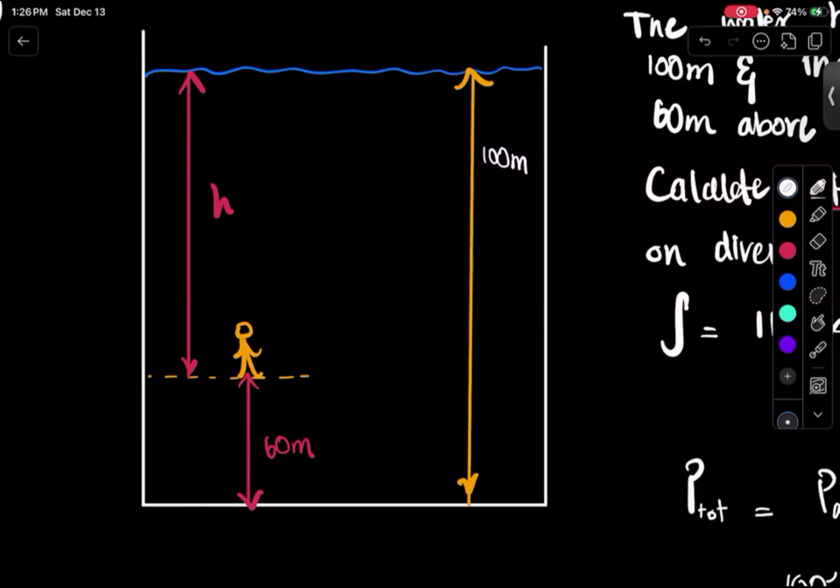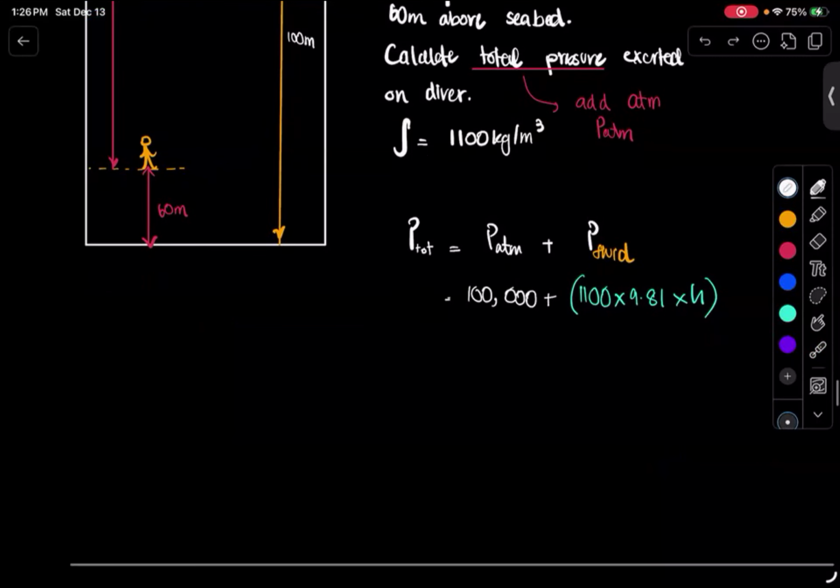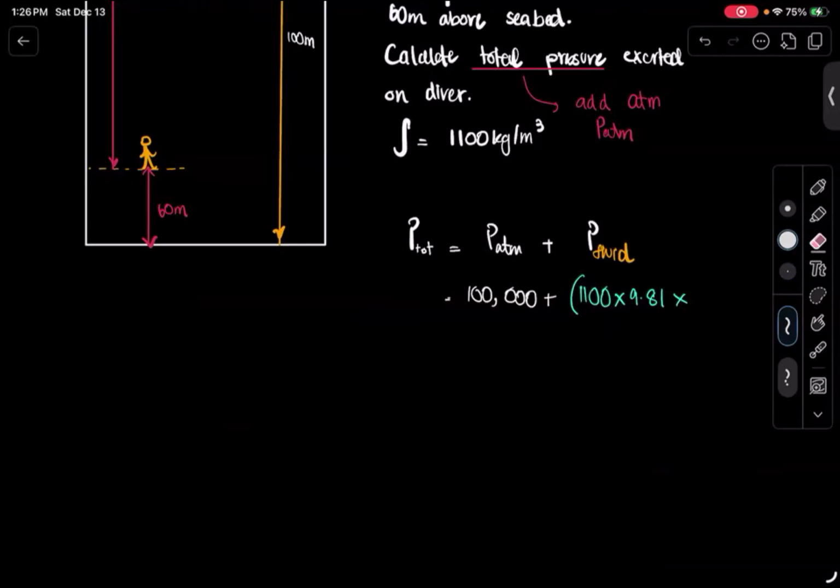This is the depth. So what is this depth going to be? If 100 meters is the total length, 60 meters is this, so this must be 40, right? So h is actually 40 meters. Okay, let's check. So 100,000 plus 1100 into 9.81 into 40. Yep. So it's actually 5.32 into 10 raised to power 5 pascal. So yes, Anya, your answer was right.